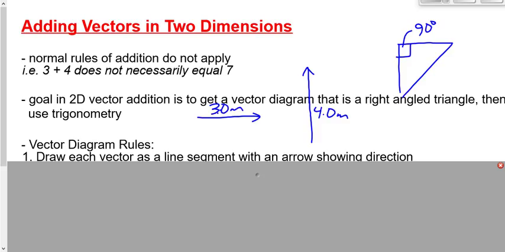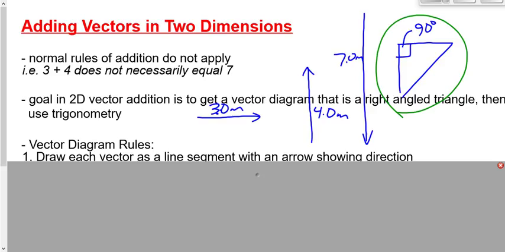If I had 7 meters to the south, then it would look something like this. Bottom line is, I have to draw each vector that I'm trying to add together as a line segment, and then an arrow on the end of the line segment showing the direction. Don't forget the arrow. Don't ever draw a vector diagram, well, don't ever draw it like this. We want a right-angled triangle, but we want arrows on those line segments.